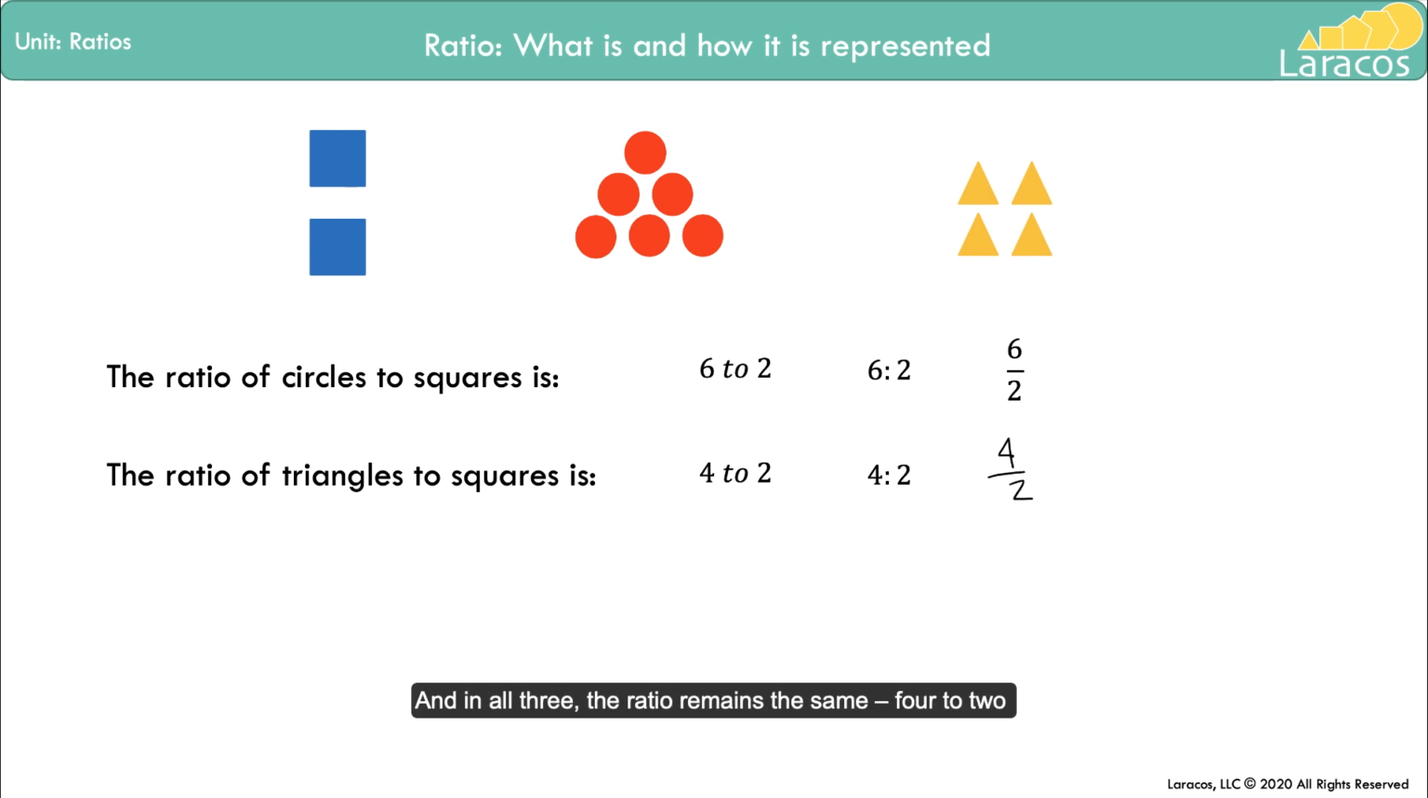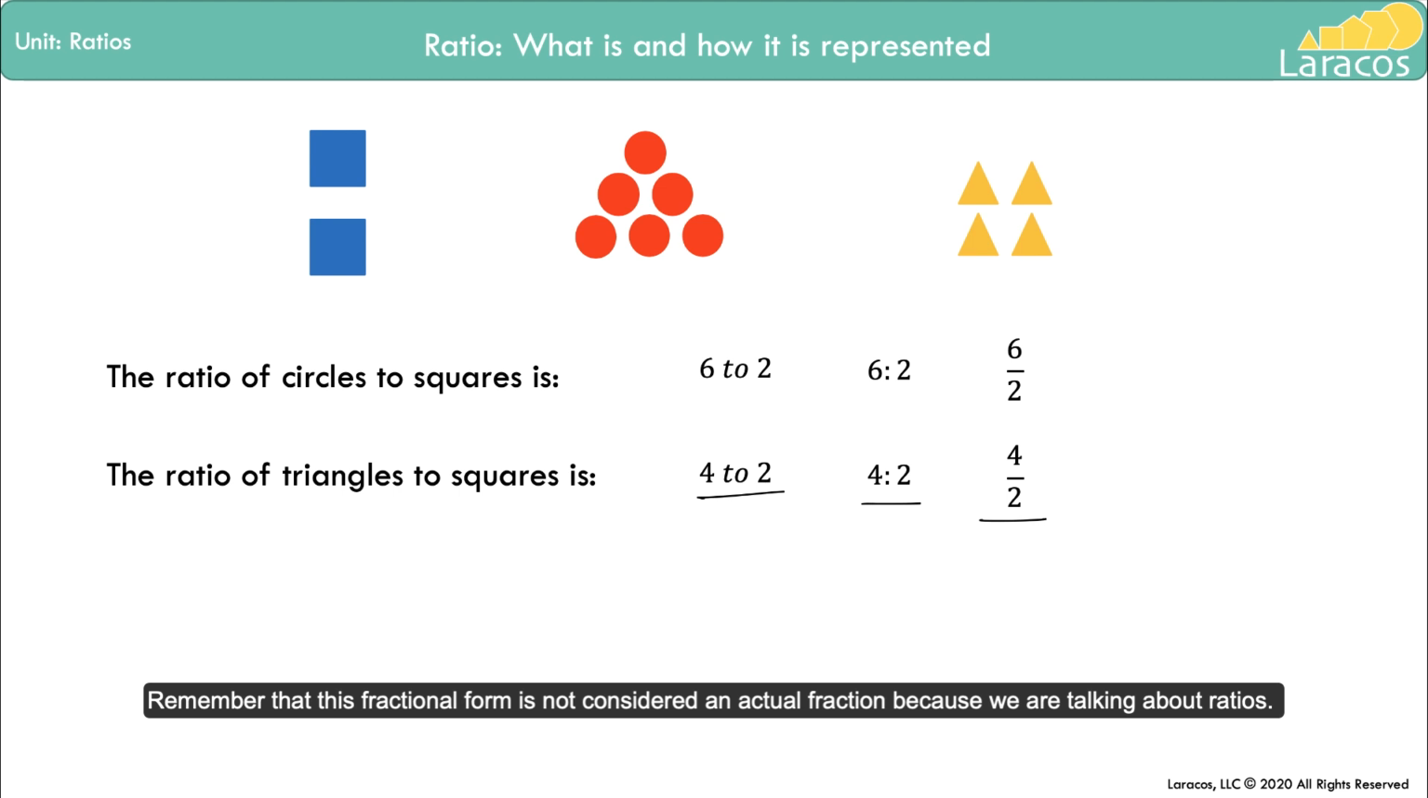And in all 3, the ratio remains the same, 4 to 2. Here we also have 4 to 2, and here we also have 4 to 2. Remember that this fractional form is not considered an actual fraction because we are talking about ratios.